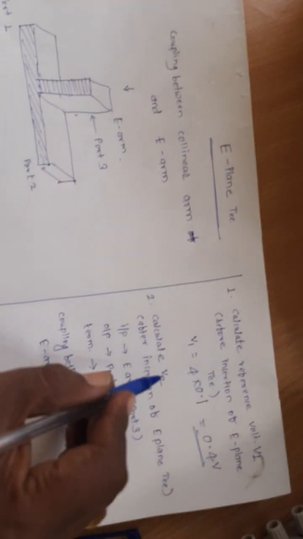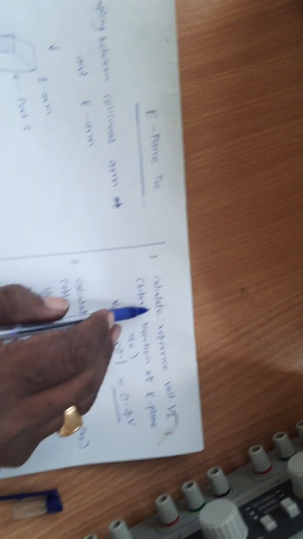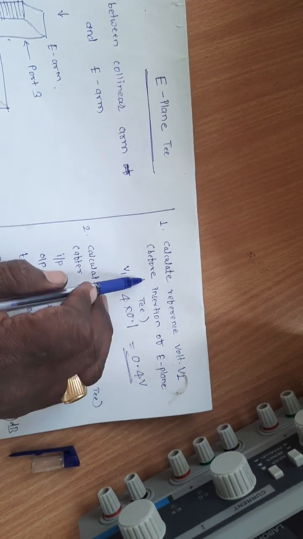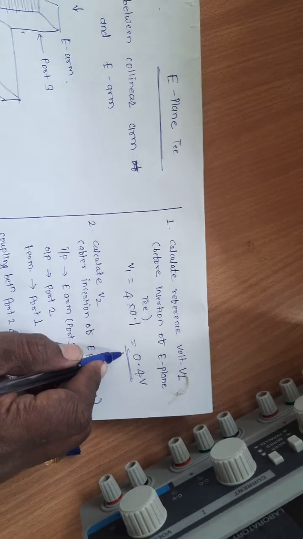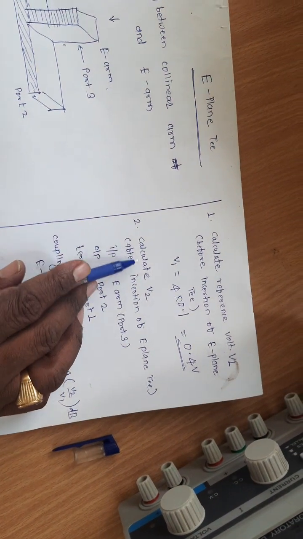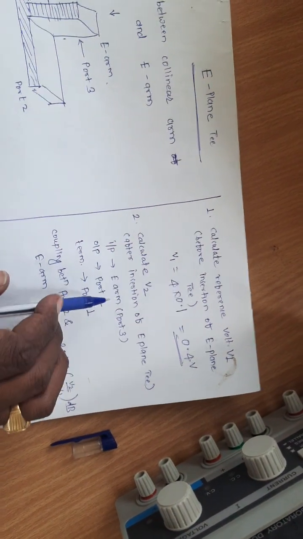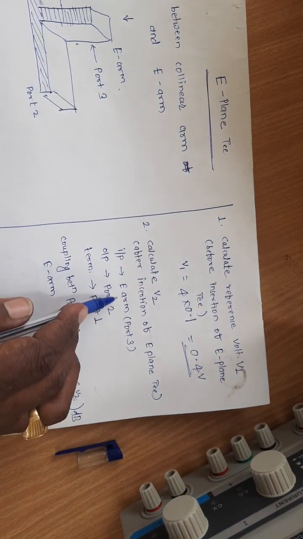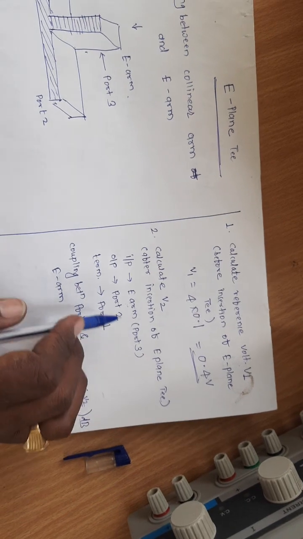Our next aim is that, in our previous procedure, we already calculated V1, that is the voltage before insertion of the E plane T. So it is 0.4 volt. Now I am calculating the voltage V2, which is after insertion of the E plane T. The input is given to the E arm, that is port 3.